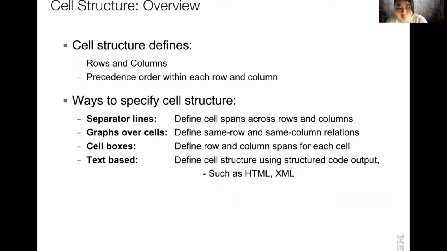There are many different ways to specify cell structure, and a lot of these come from different ways of doing the cell structure extraction itself. One, you can use separator lines to define the cell span across the different rows and columns. You can have a graph over the cells and then define a relationship between different cells as the same row or same column. And cell boxes, in this case, for each of the cells, you would define its row and column span.